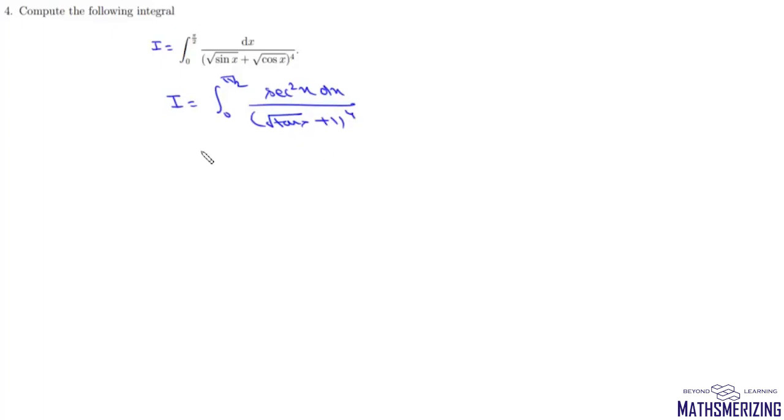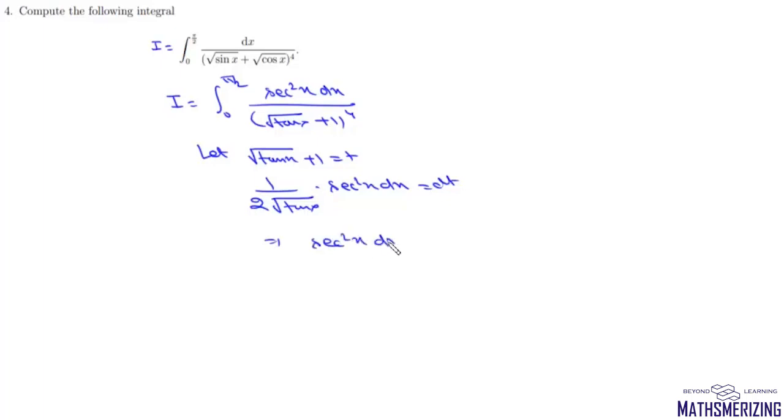Now it's a simple substitution question. So what we'll do is let under root tan x plus 1 be t. Now we'll differentiate. We'll get 1 upon 2 under root of tan x, and secant square x dx as dt. So from here we'll write secant square x dx upon 2 under root tan x as dt. Now under root tan x is t minus 1. So it'll be 2 times (t minus 1) into dt. Now we can write this integral as 2(t minus 1) dt upon, and here it will be t to the power 4.